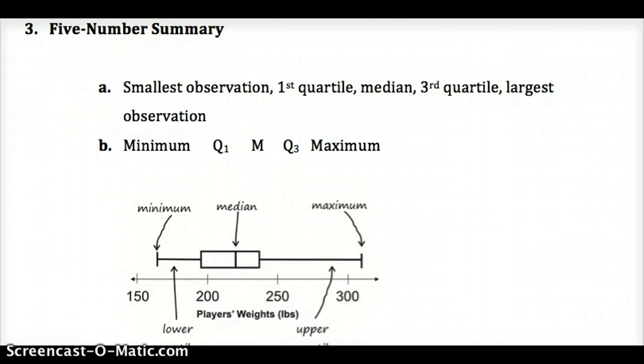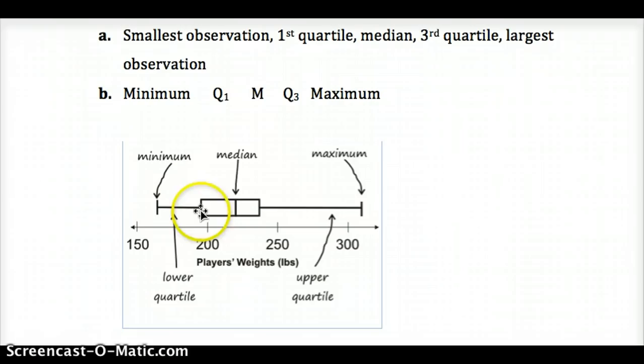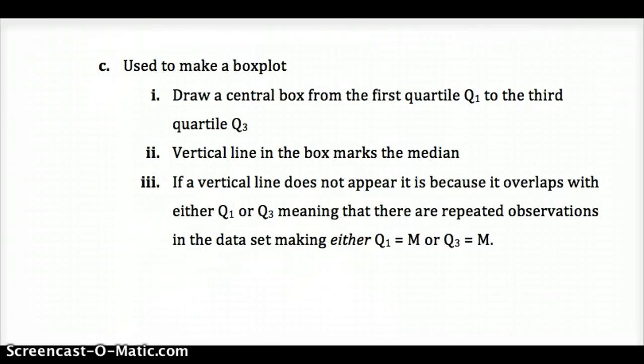So again, minimum, Q1, median, Q3, maximum. You draw a central box from the first quartile to the third quartile with a vertical line in the box marking the median. If that line doesn't appear, it's because the median either equals Q1 or equals Q3.